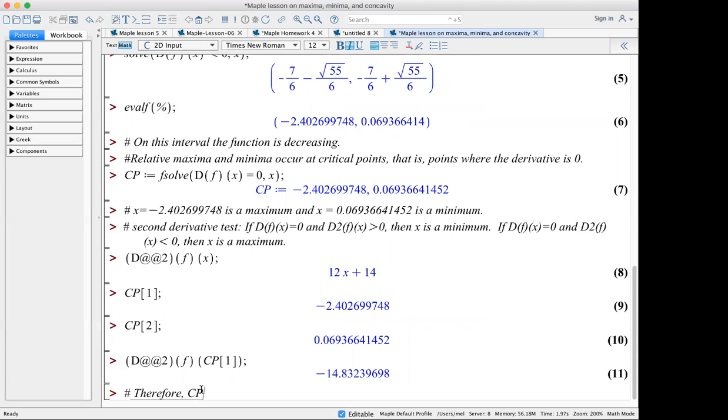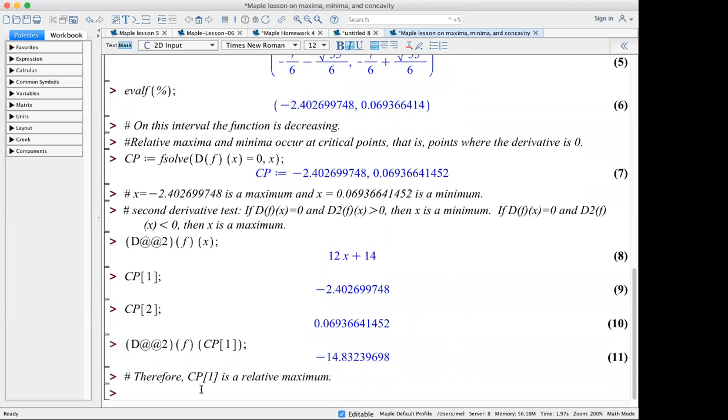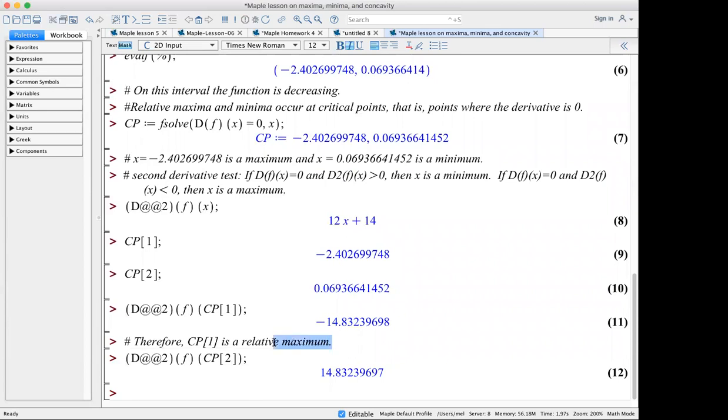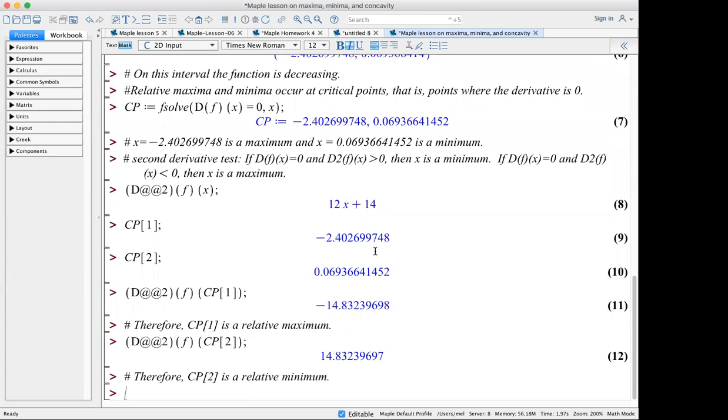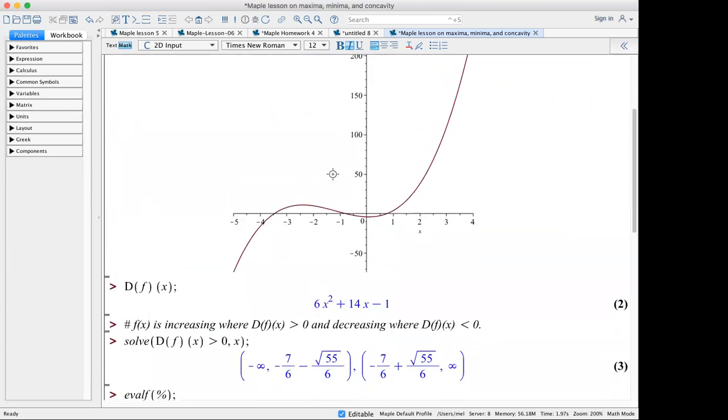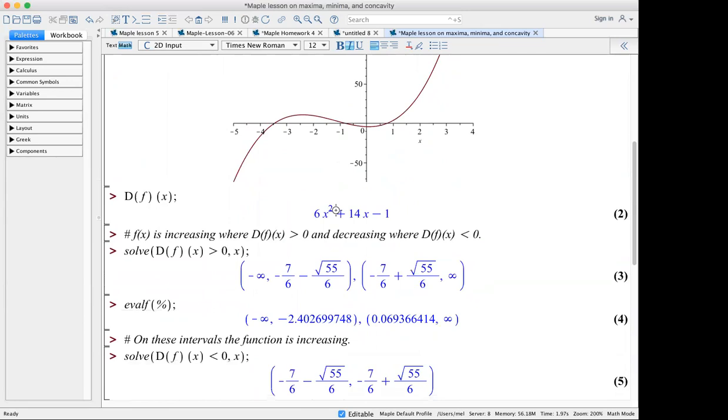Therefore, this first critical point is a relative maximum. Let me evaluate the second derivative at the second critical point. It's positive. So if the first derivative is 0 and the second derivative is positive, you have a relative minimum. So this is all consistent with what we can see in the picture and what we calculated.